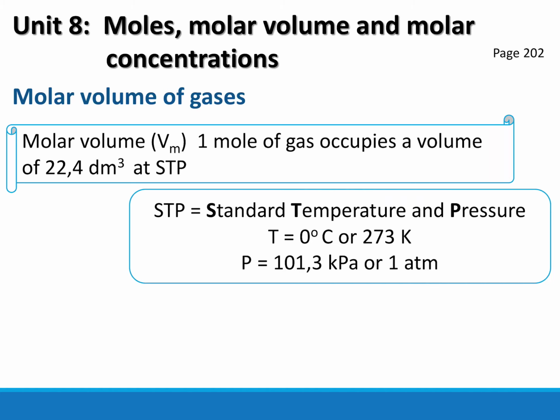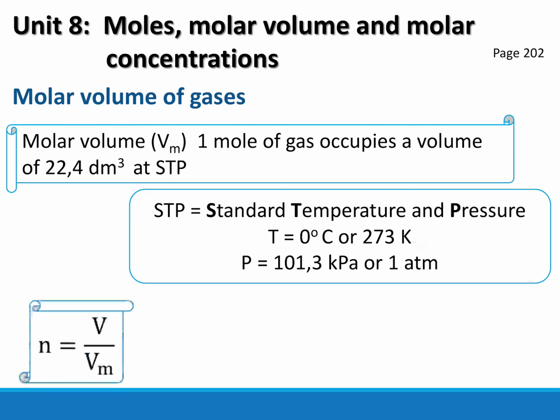What does STP stand for? Standard temperature and pressure. Standard temperature is 0 degrees Celsius or 273 Kelvin. We will work in Kelvin next year. Don't stress about it, it's just a very special temperature scale. Also, the pressure is 101,3 kilopascals or 1 atmosphere, so the atmospheric pressure you feel in Durban.